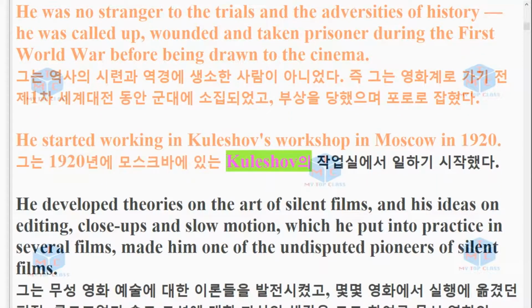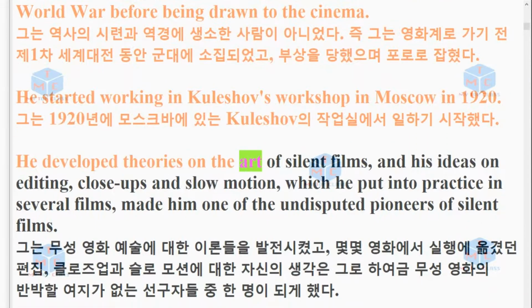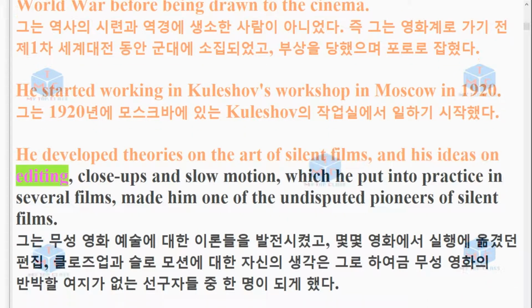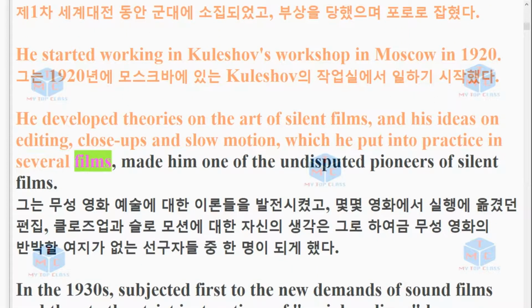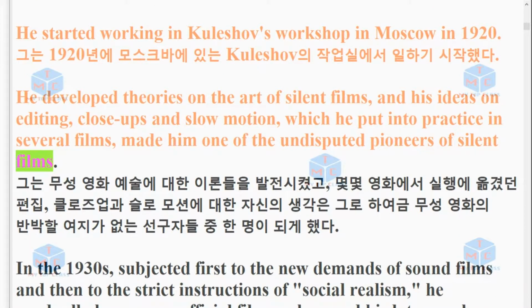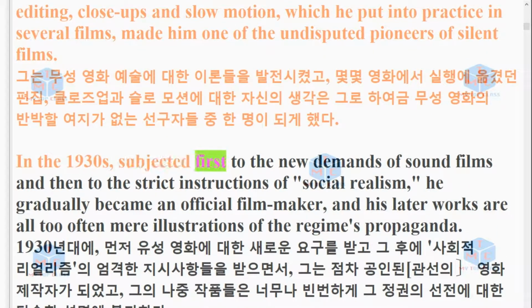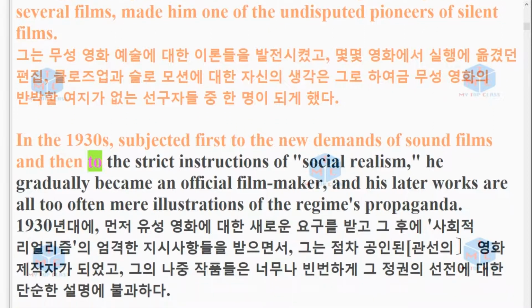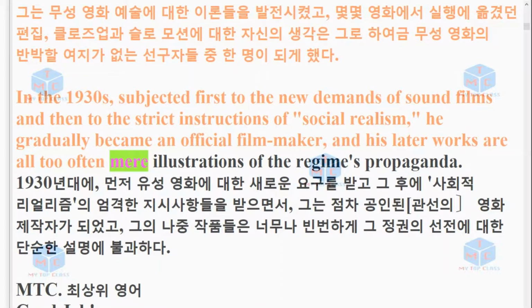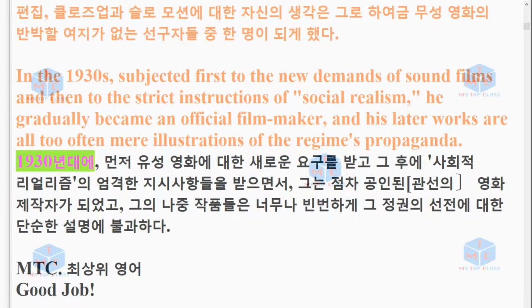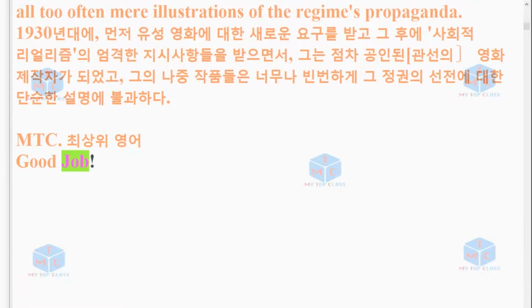He developed theories on the art of silent films, and his ideas on editing, close-ups and slow motion, which he put into practice in several films, made him one of the undisputed pioneers of silent films. In the 1930s, subjected first to the new demands of sound films and then to the strict instructions of social realism, he gradually became an official filmmaker, and his later works are all too often mere illustrations of the regime's propaganda.